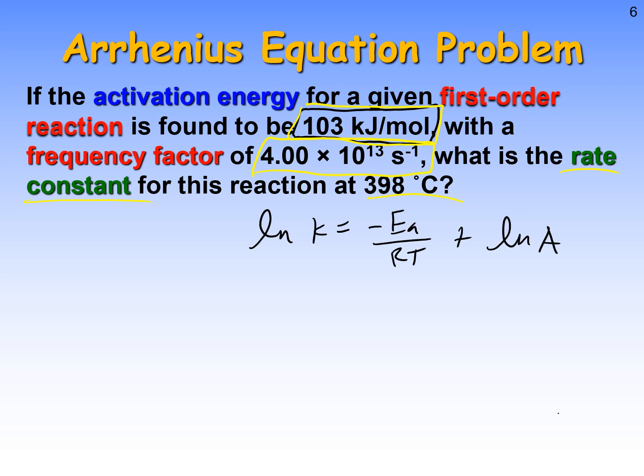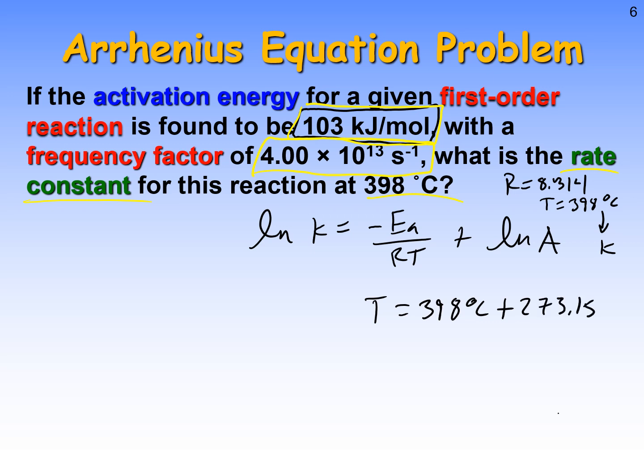But I can use all this. I know R is 8.314. I know I have temperature, which is 398 Celsius. I got to convert that to Kelvin before I do anything as far as plugging into the equation. But I can solve what I need to solve, right? So let's do some conversions. Let's find out what T is. Hopefully you guys remember that 398 Celsius, we got to add 273.15 to get Kelvin.